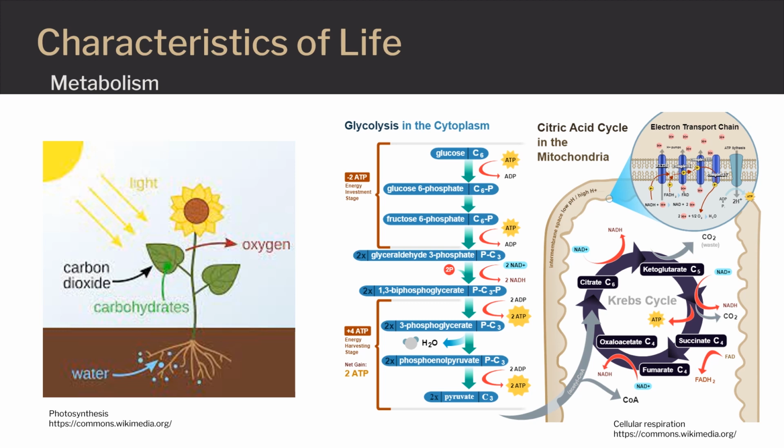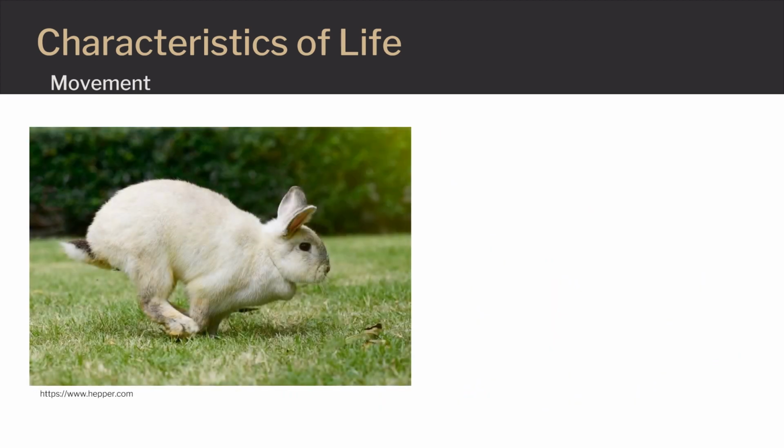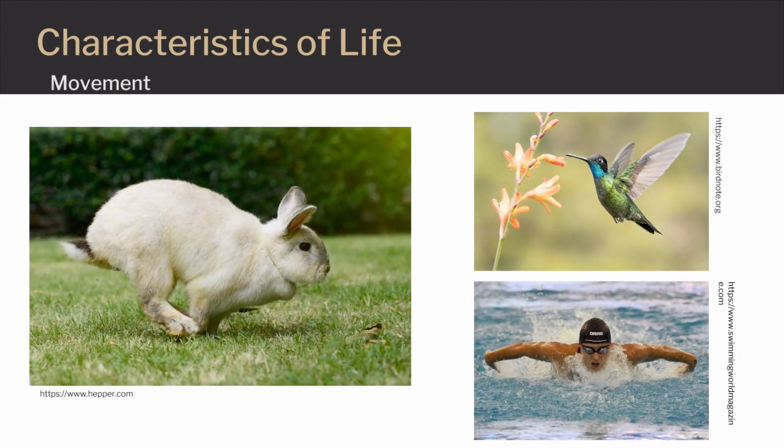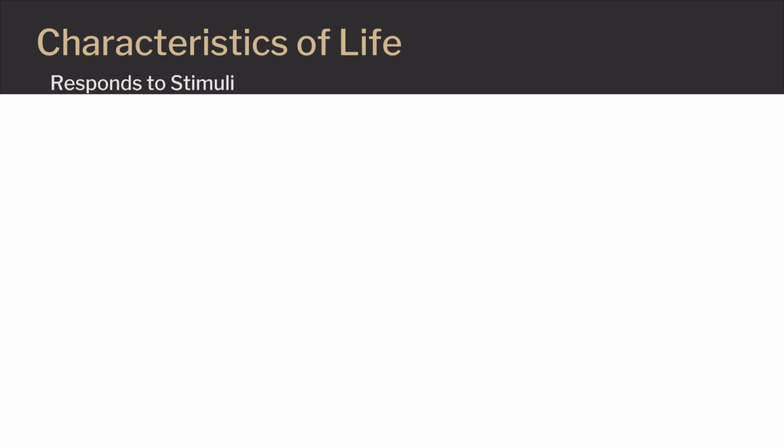The total sum of all chemical reactions in the organism, the balance of anabolism and catabolism, is called the metabolism. Energy generated through the metabolism is used for movement, responding to stimuli, development, and reproduction. Movement. All living things move in some way. Movement allows living things to obtain essential requirements such as water, air, or food, as well as to protect themselves or locate a mate.